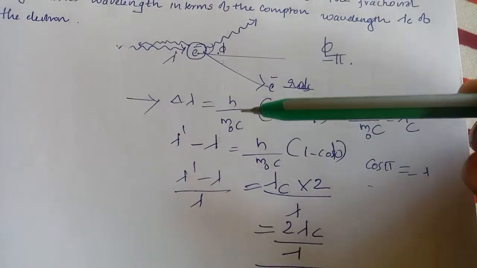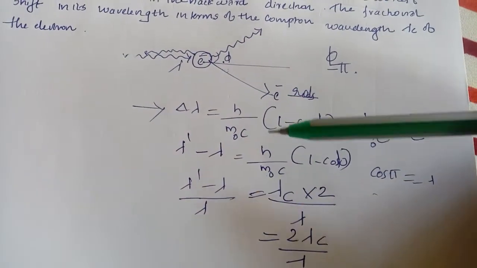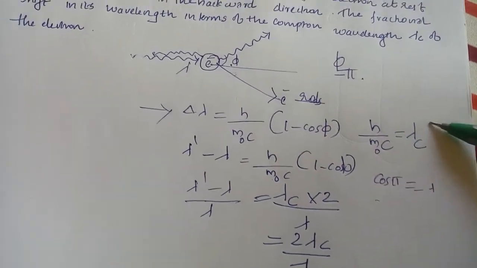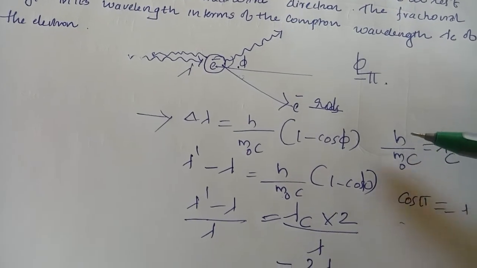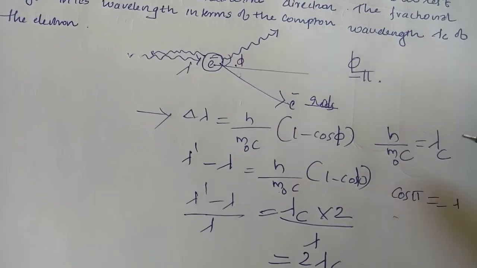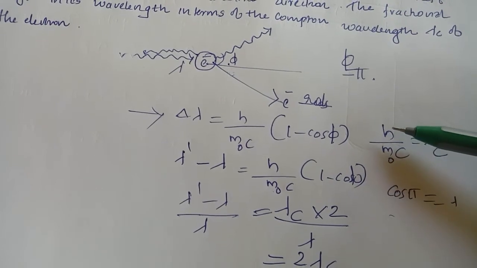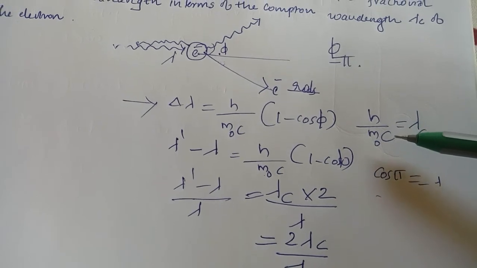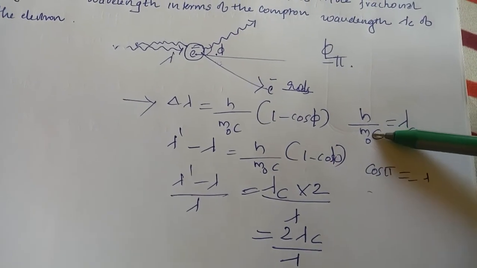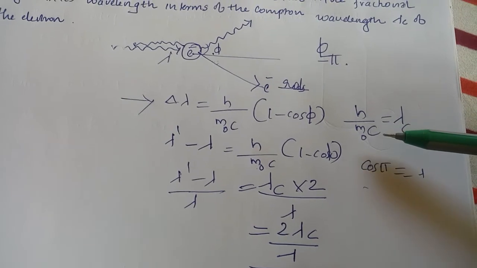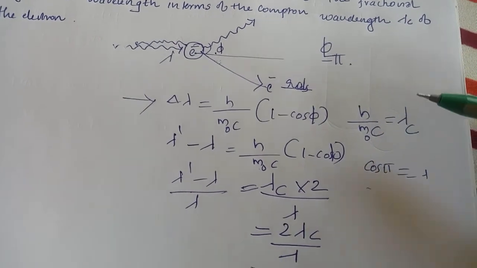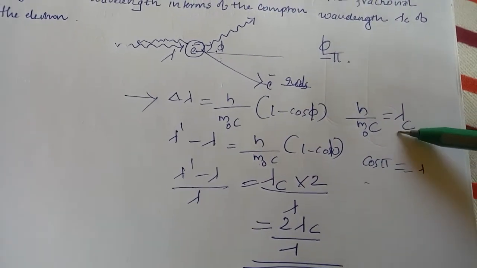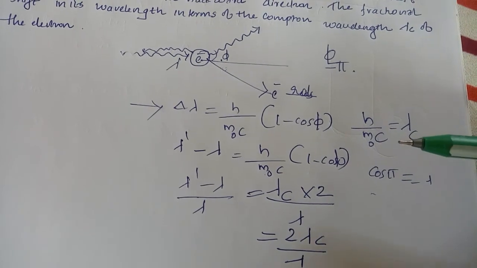So here we should know the basic equation, that is delta lambda is equal to h by m0 c into 1 minus cos phi, and we know the Compton wavelength, that is lambda c is equal to h by m0 c. We can find the value: h is equal to 6.626 into 10 raised to minus 34, and we put the mass of the electron, and c is the velocity of light, so we get the Compton wavelength as 2.42 into 10 raised to minus 12.